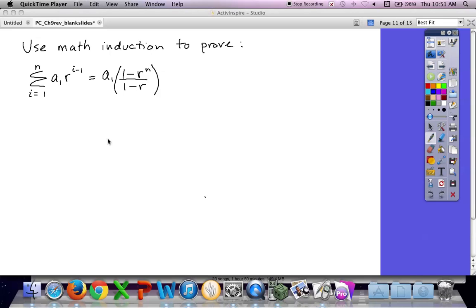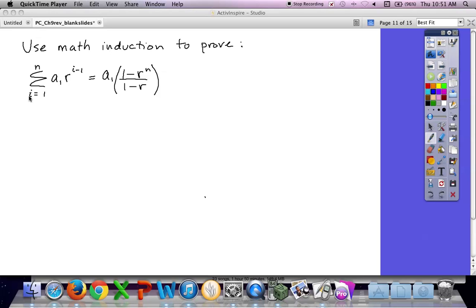Okay, so why did we use math induction? To prove a formula true for all n, right? What was the first step to math induction? Show that it works for n equals 1.